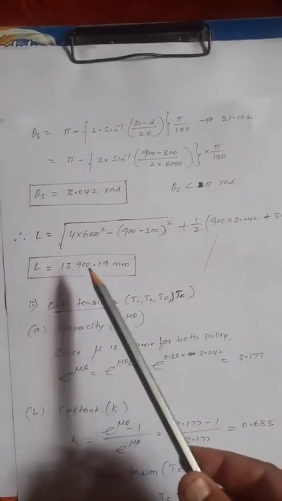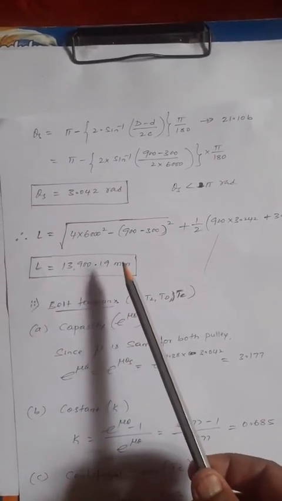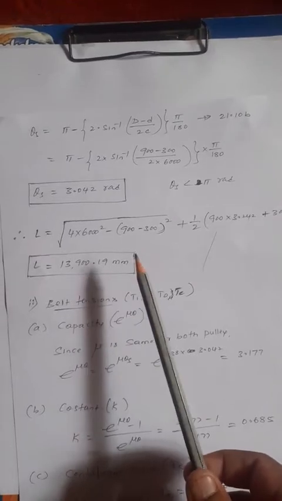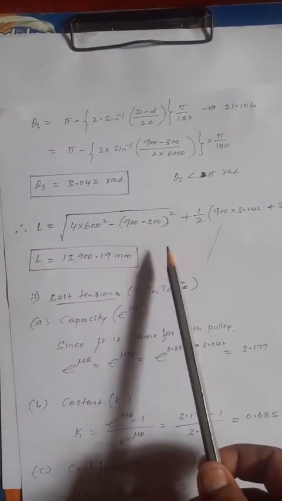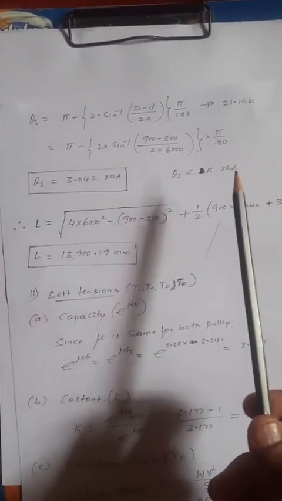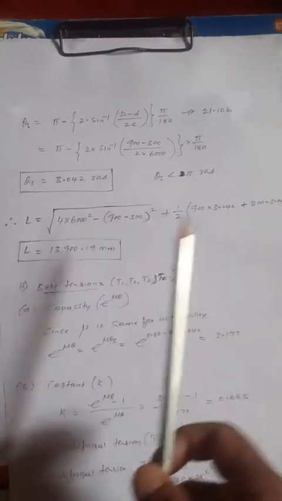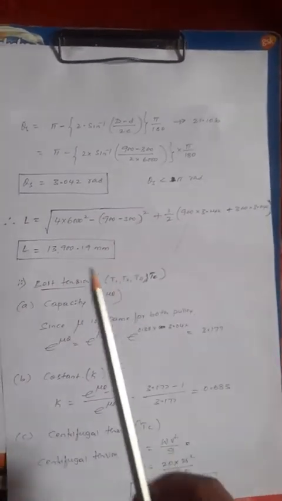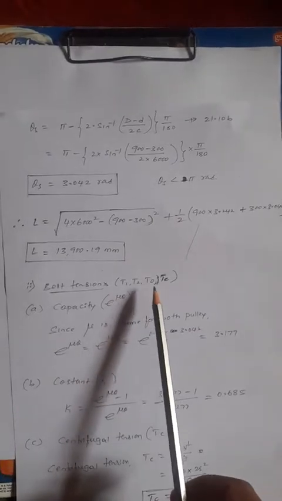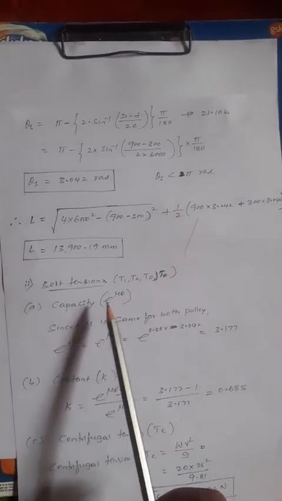Now we know the length. Calculate here; the length of the belt you get is 13,900.19. Back substitute theta L and theta S into the main equation and we get this value. And what are the belt tensions? T1, T2, T0 and TC I want to calculate.